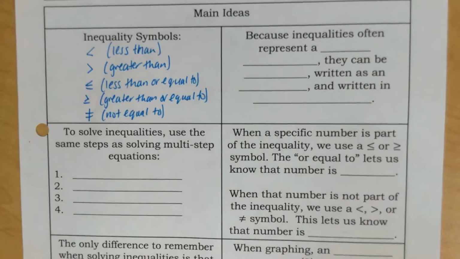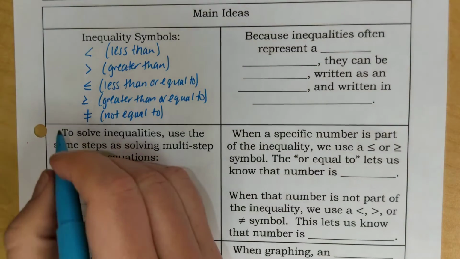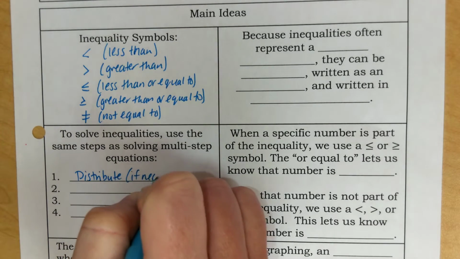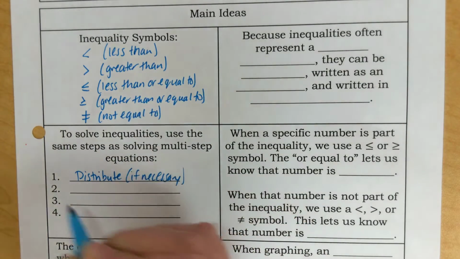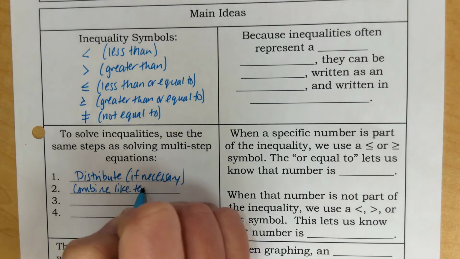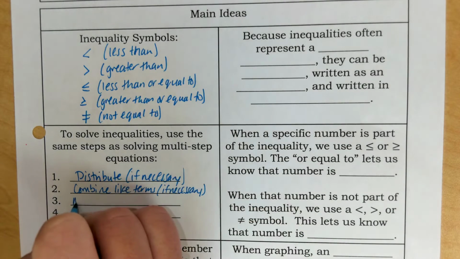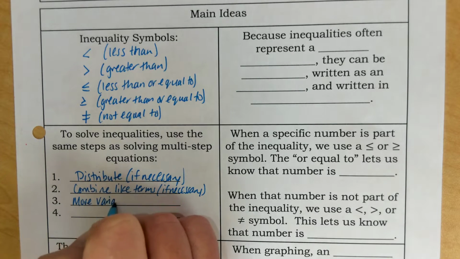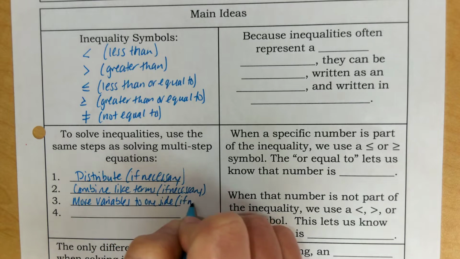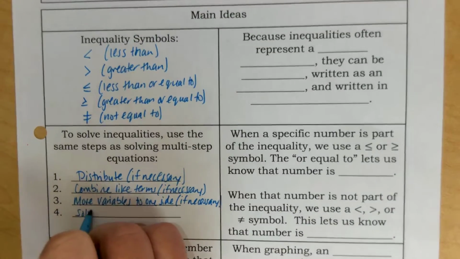Working our way down, when we solve an inequality, we use the same steps as we use when we solve a multi-step equation. So the first step is always going to be to distribute if necessary. Then it's going to be to combine like terms if necessary. Then we're going to move our variables to one side, again, if necessary. Just depends on the problem. Some of them have them, some of them don't. And then finally we're going to solve.